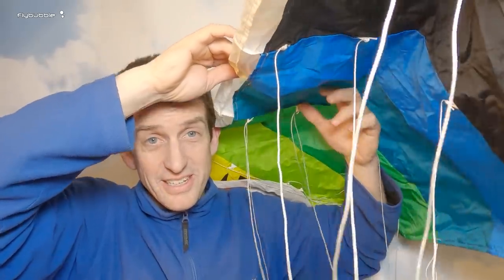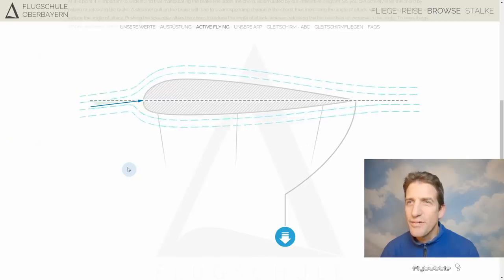That's what we're going to look at in this excellent demonstration by Flugschüler Oberbayern. We'll play a game. I'll challenge you to get more points than me with your active flying. Check out this excellent tool developed by Flugschüler Oberbayern. You've got the airflow over the wing and it shows clearly the angle of attack at the front of the wing, which is that angle between the airflow and the chord line running straight through the center of the trailing edge and leading edge.